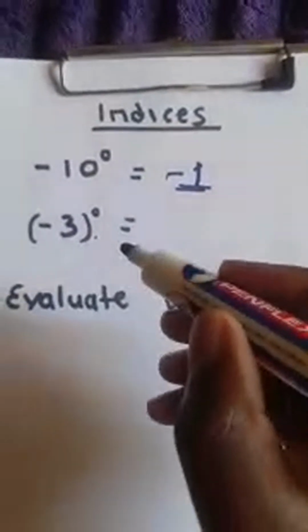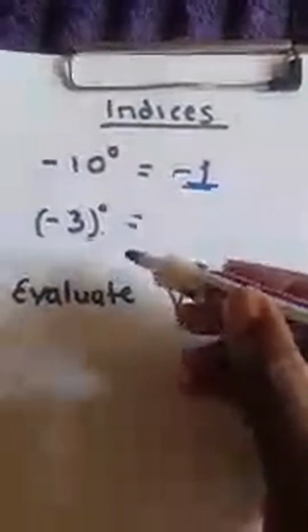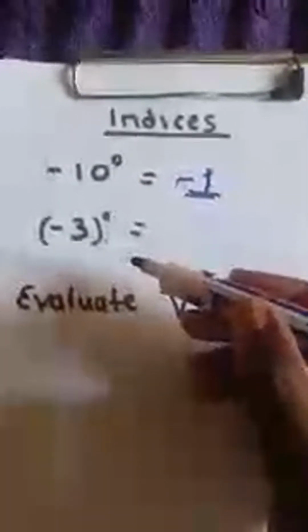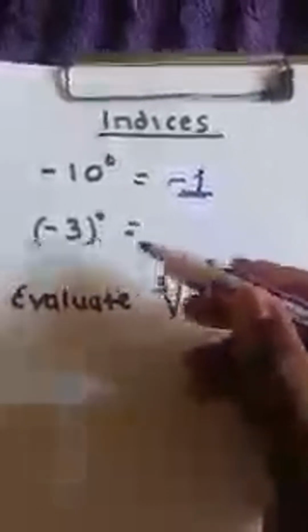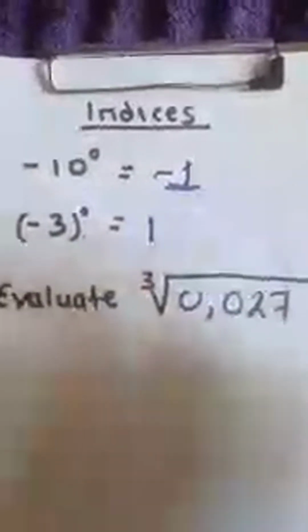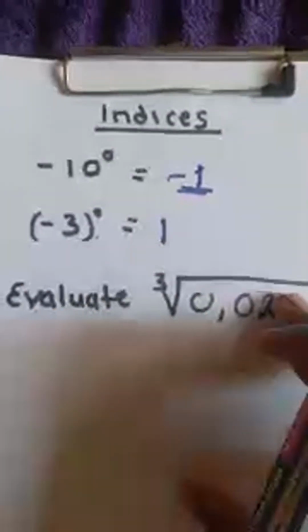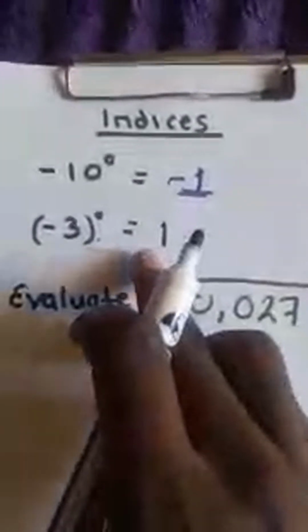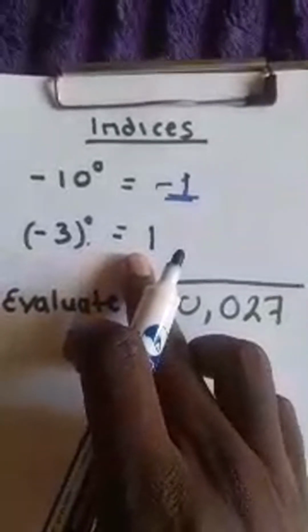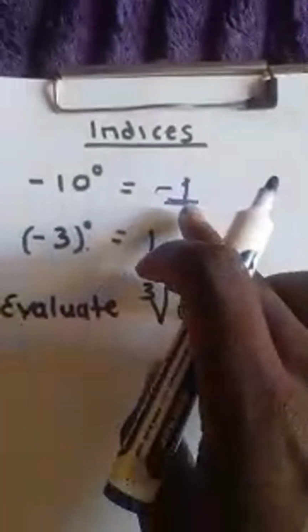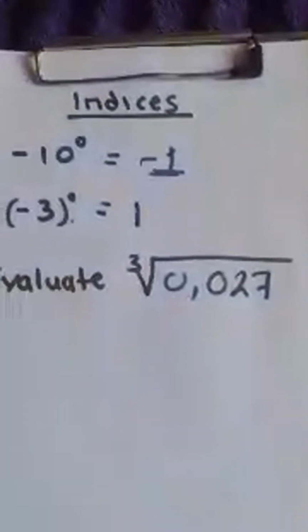Then there is this one, negative 3 in brackets raised to the power of 0. Like I said earlier on, any number raised to the power of 0 is equal to 1. In this case it's a positive 1, because the negative 3 is in brackets. In the previous case, it was a negative 1.